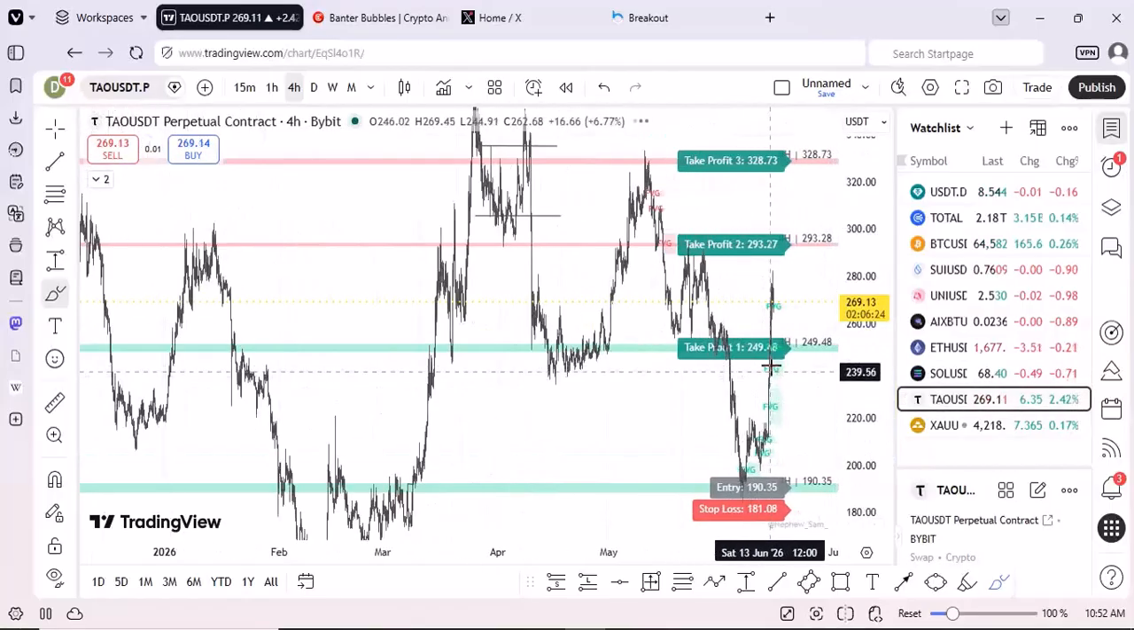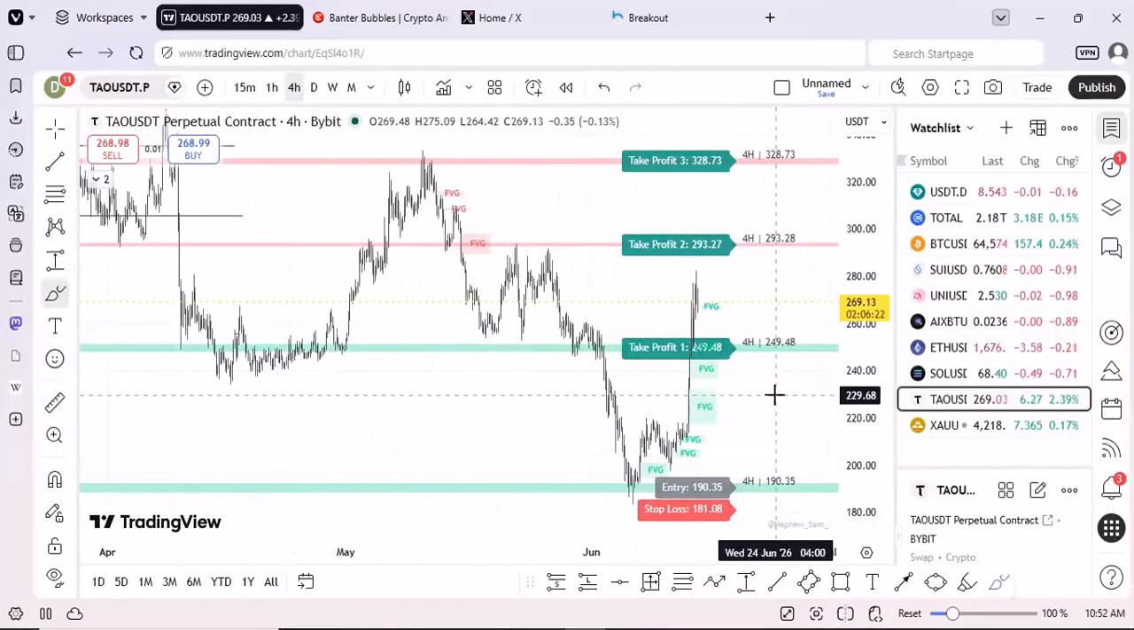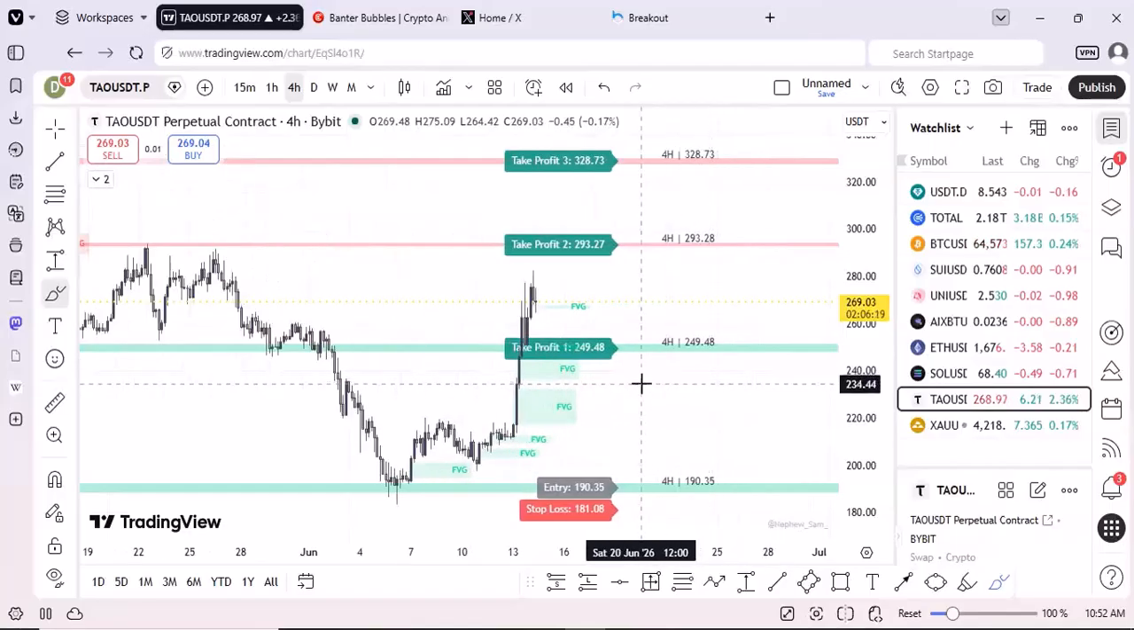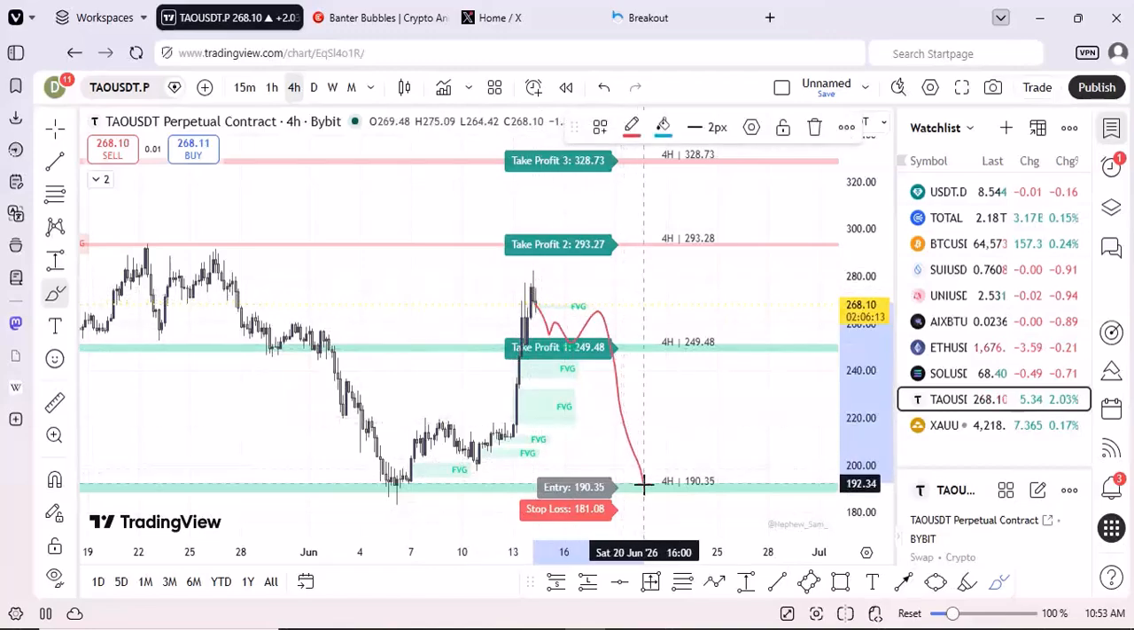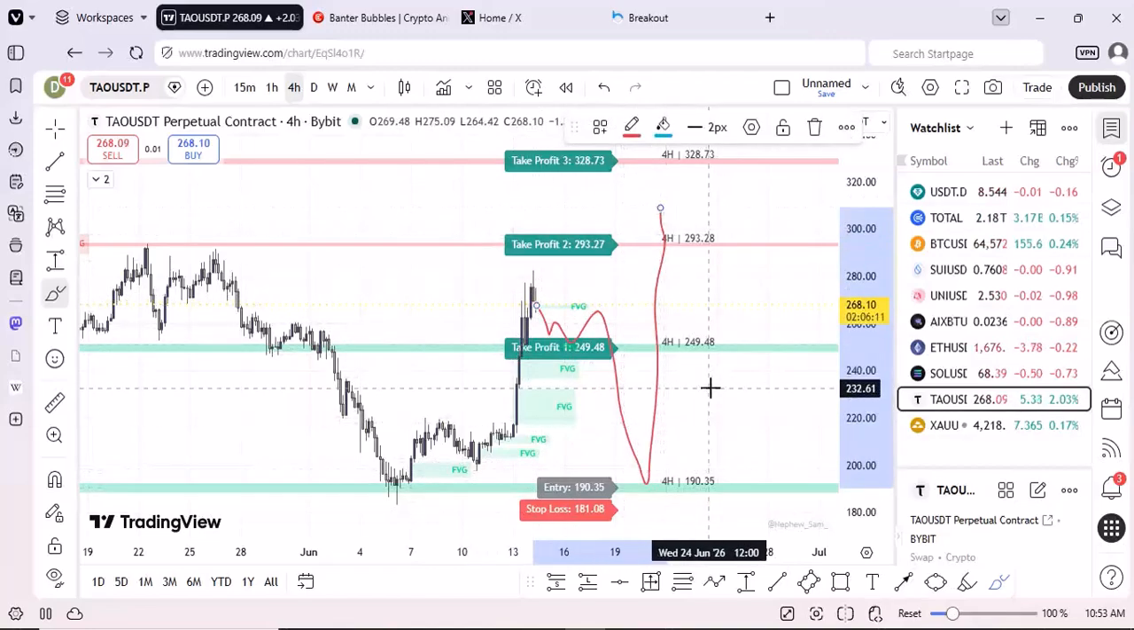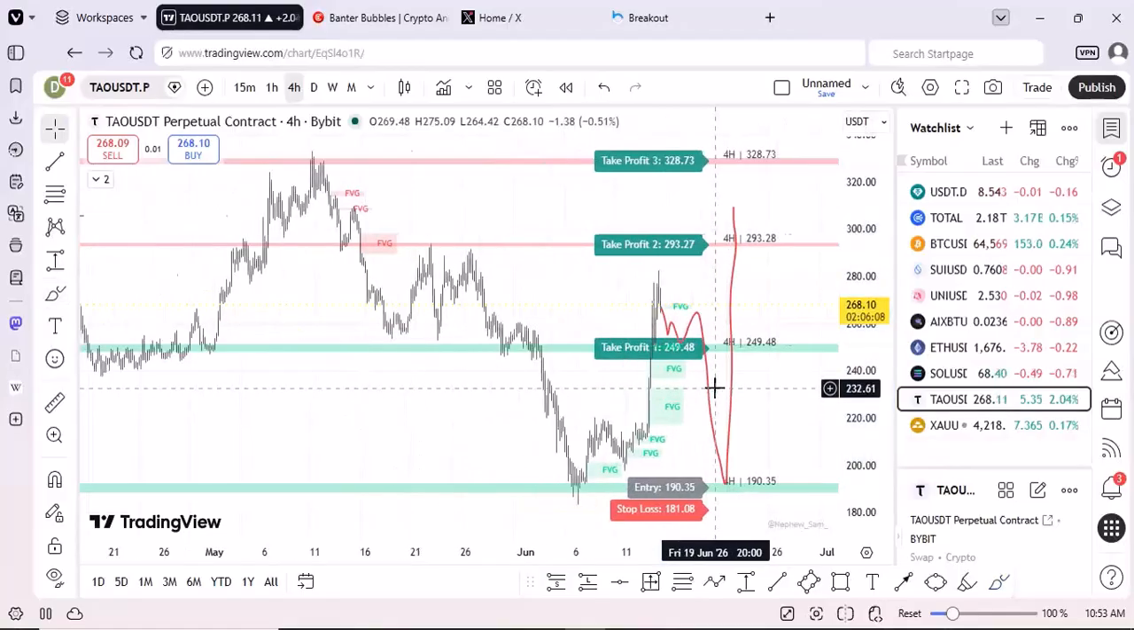Tau is on a different trajectory because it's just pumping. You don't want to get in this on the long right now. You have to wait. We have to wait. This guy is gonna come back down, and then before we can have that long.